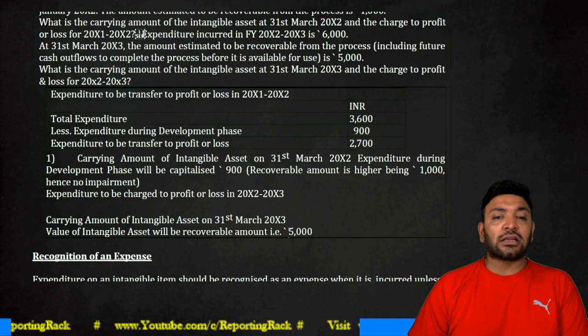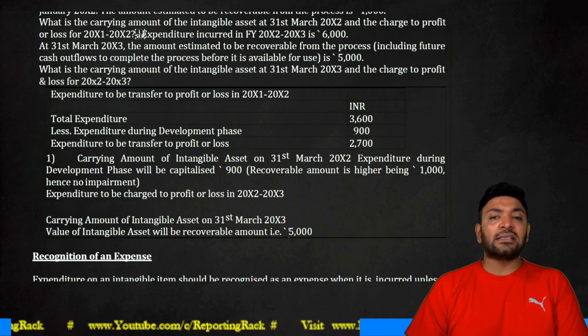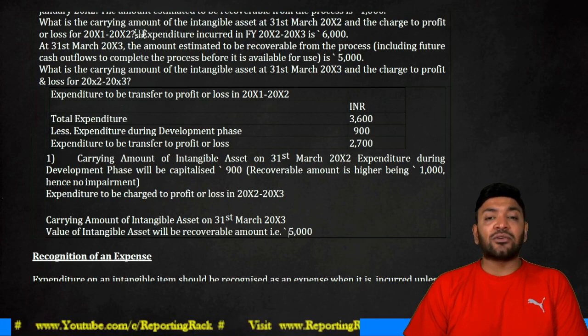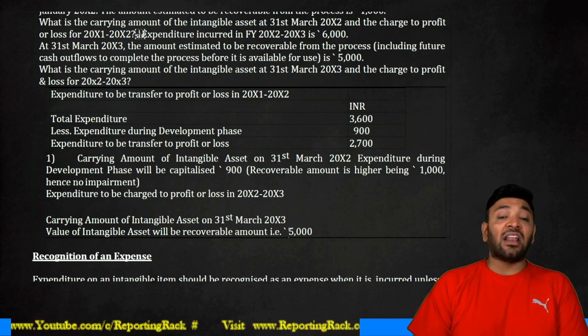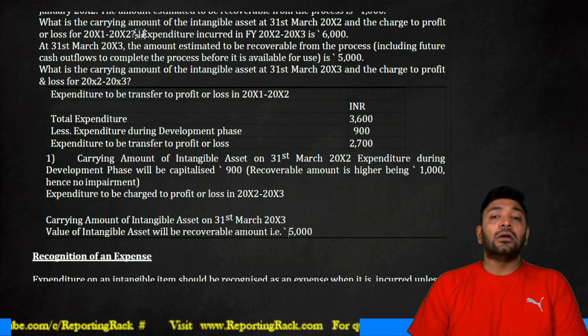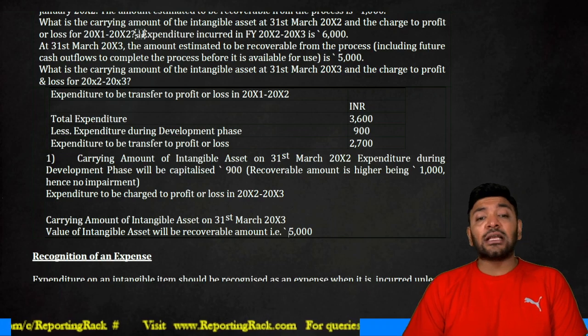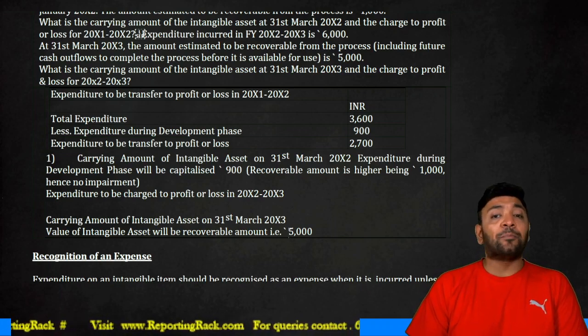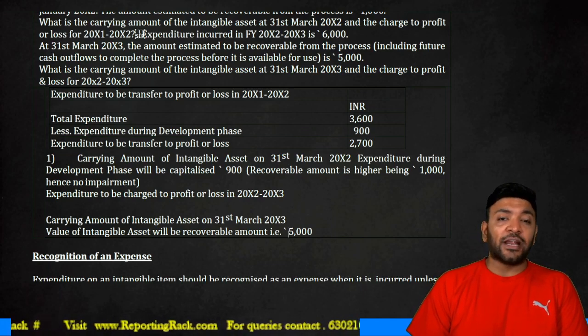I think the answer is not complete there. Kindly add the answer, guys. Amount capitalized to the cost of the asset is 6,900: 900 of last year plus 6,000 of current year 2022-23. From 6,900, reduce the recoverable amount of 5,000 rupees. 1,900 rupees is the impairment loss which should be charged to P&L.